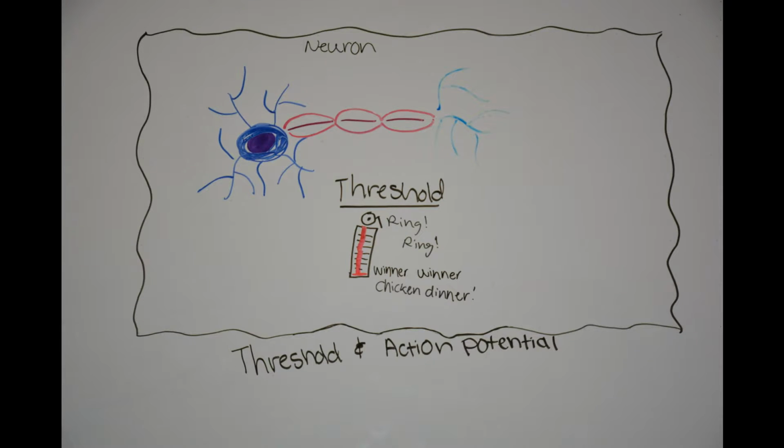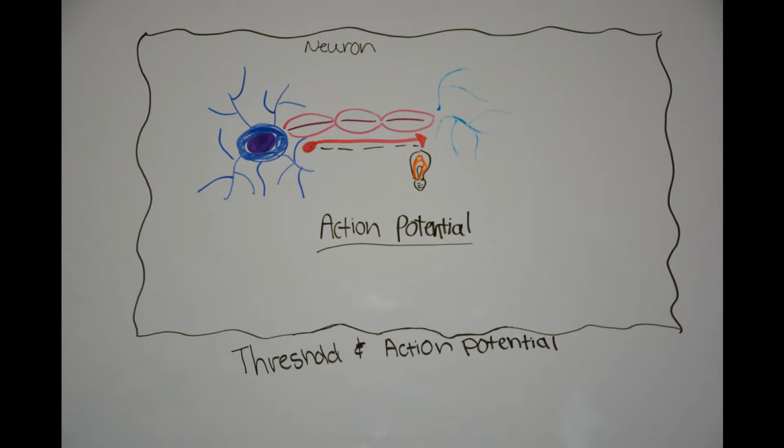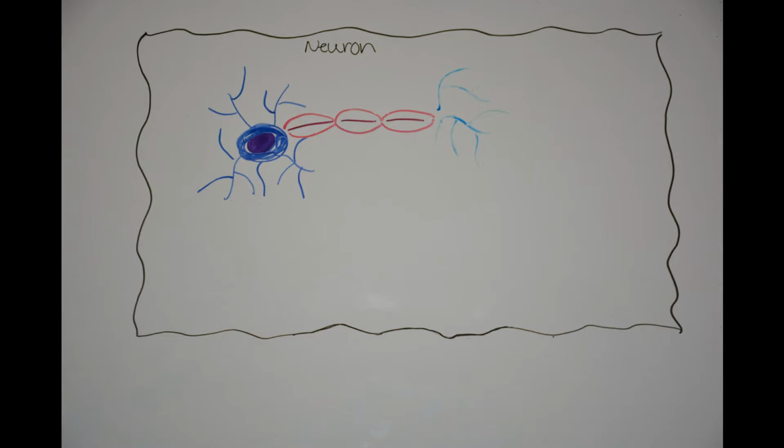Action potential is the result of being able to hit the target hard enough. It causes the bell to ring, or in the case of the neuron, it causes a reaction of electrical charge that travels down the axon.